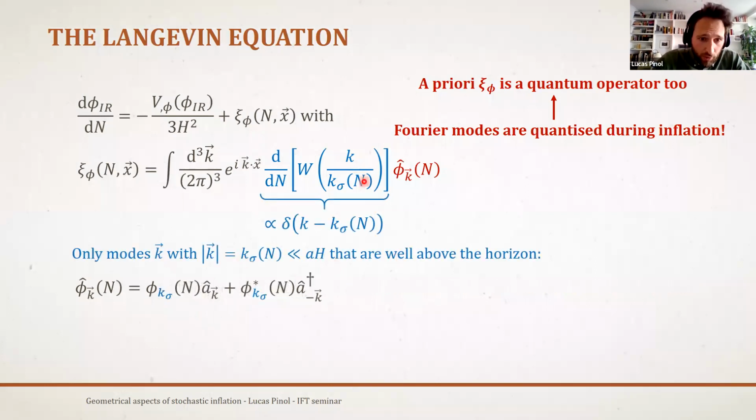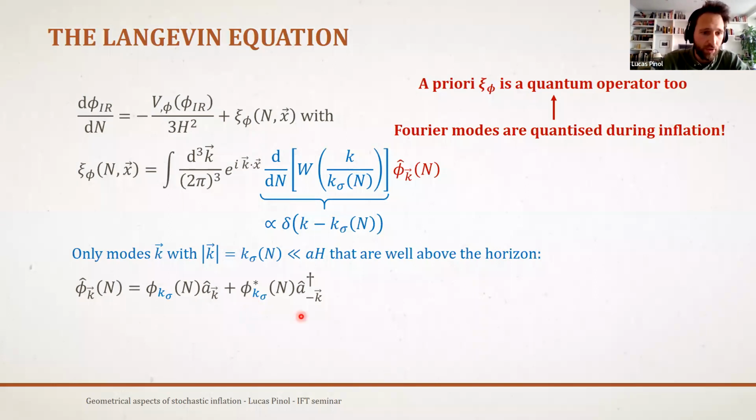But now remember that the derivative of the window function actually selects particular wave numbers. It's not any wave number that appears in this equation. It is only the wave number which is at the cutoff scale, such that this wave number represents a physical scale that is much above the horizon. And remember, we did all this because we wanted the infrared sector to be well classicalized. So somehow this quantum feature should not be there anymore.